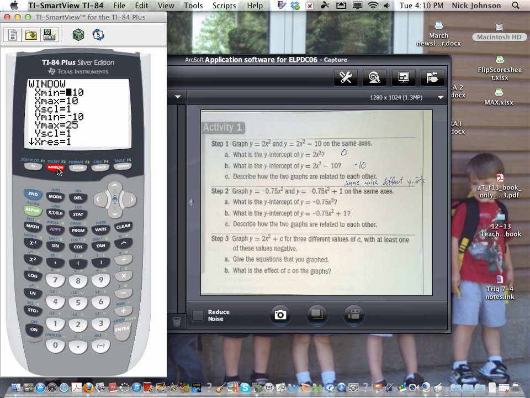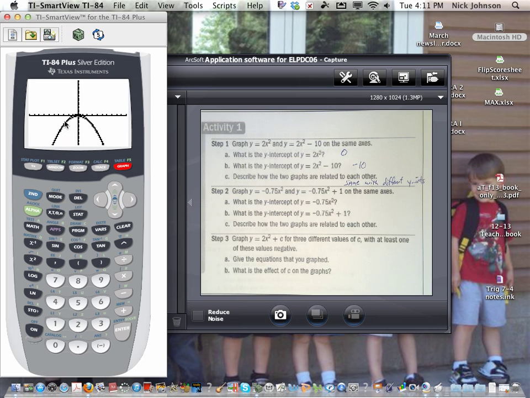Okay? Now, you guys can probably assume what this is going to look like. I'm going to make my window a little bit bigger. Make my y min a negative 20. Hit graph. Okay, so it goes down a little bit further.